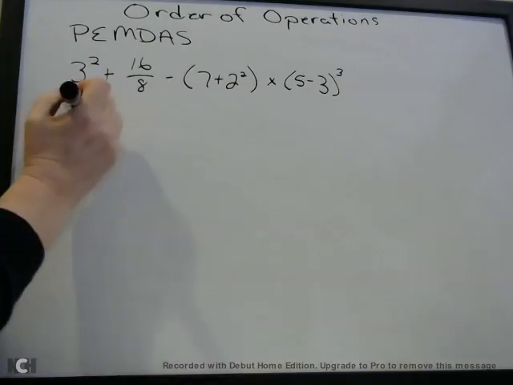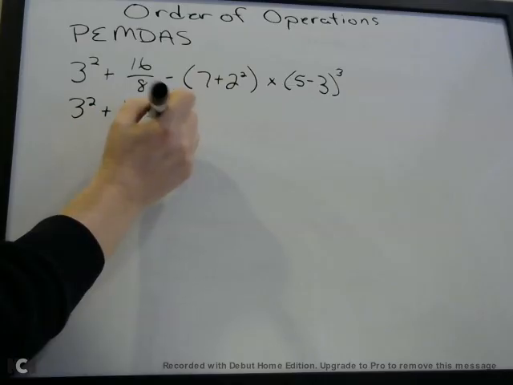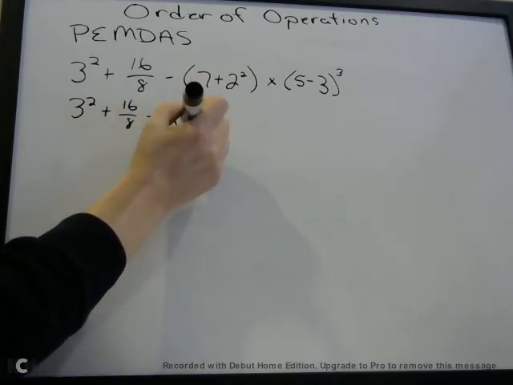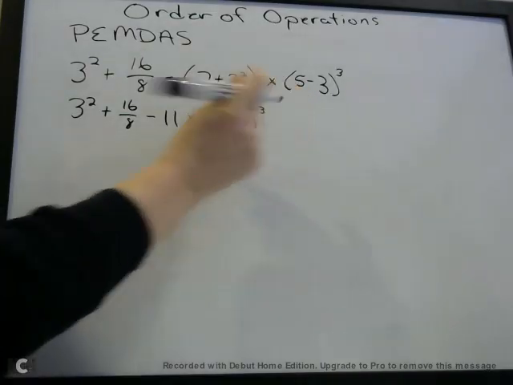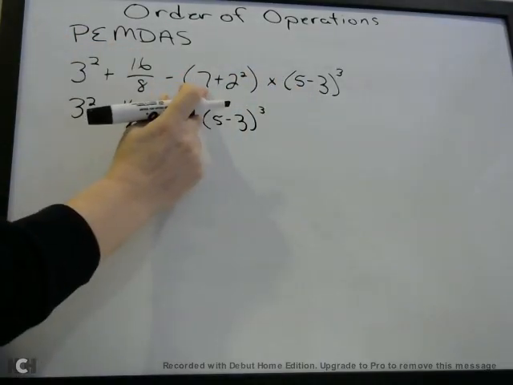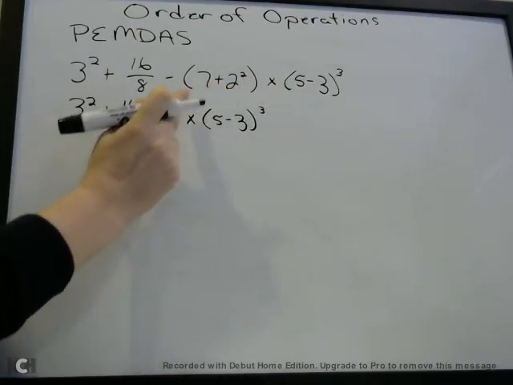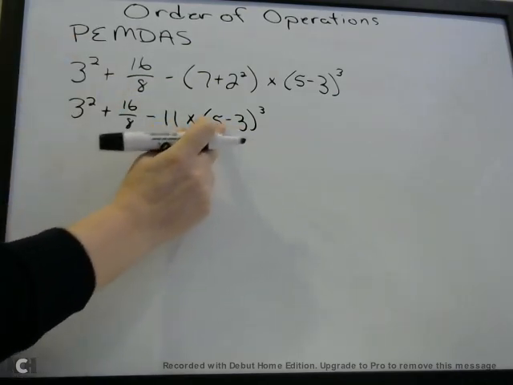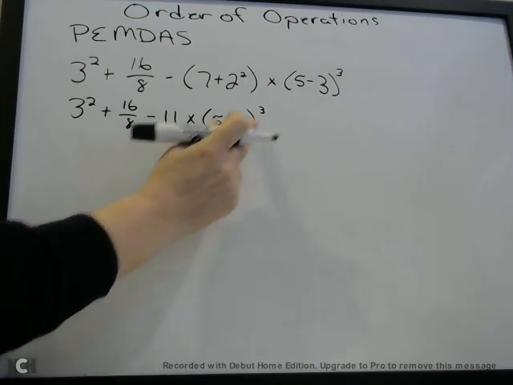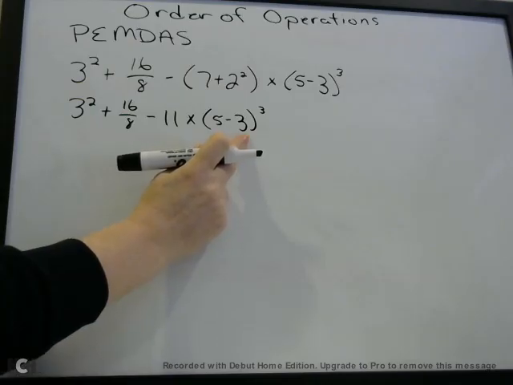So these are multiple step problems, and all you do is just do one step at a time. And then in order not to get confused, you just rewrite it. So we just figured out, we started with parentheses, we figured out 7 plus 2 squared is 11, so I just wrote 11 here instead of that parentheses. Well, we're still on P, parentheses, because we have another parentheses. We have 5 minus 3 cubed. So just inside the parentheses is 5 minus 3. Well, we all know what 5 minus 3 is, it's just 2.